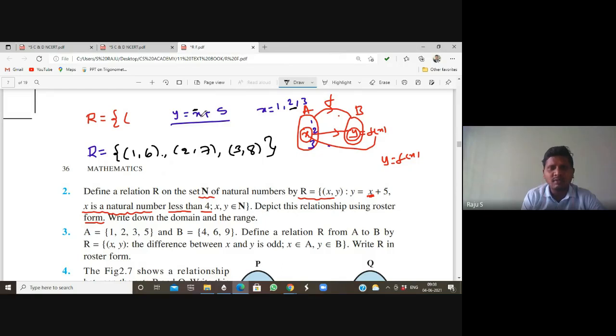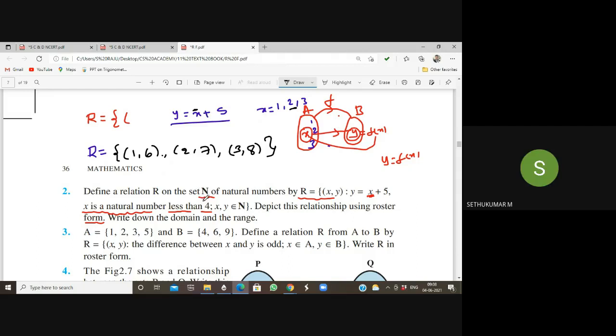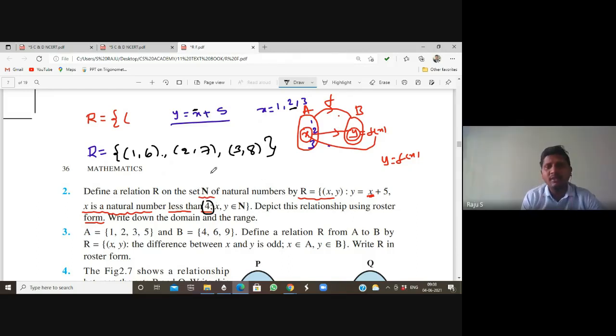Can we substitute x is equal to 4? No, sir, less than 4. Yeah, clearly they gave it. Okay, this is the roster form, so we wrote the relation in roster form. This is completed. Now we need to write down the domain and the range.